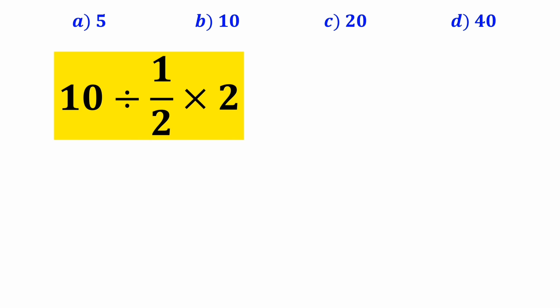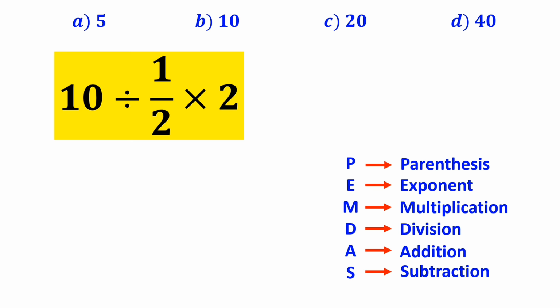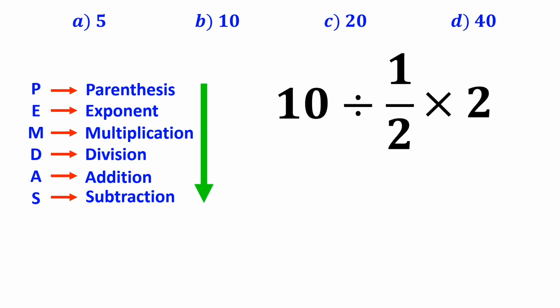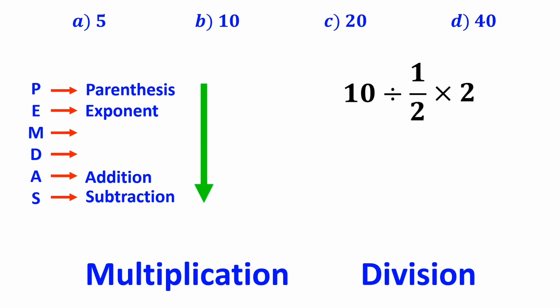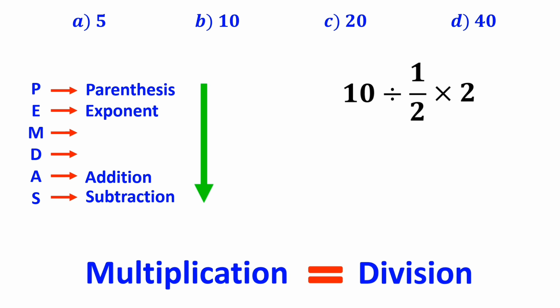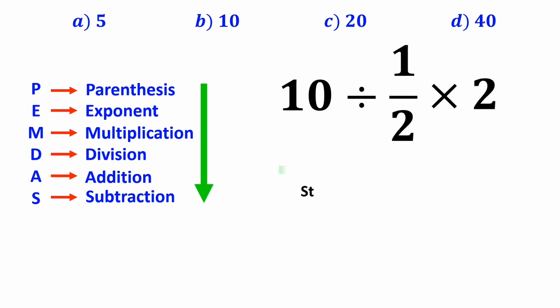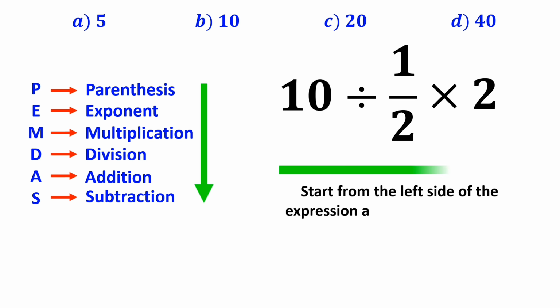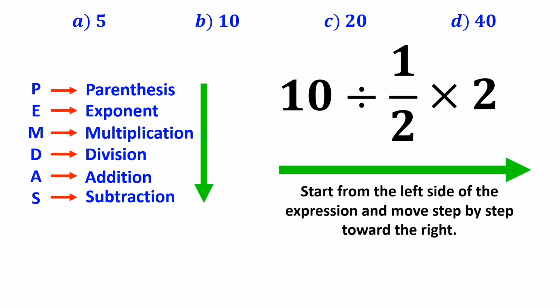To solve this question, we need to follow the PEMDAS rule exactly as I have shown on the screen. It means that we have to perform all the operations in order from top to bottom. As you can see in this expression, we have one division sign followed by a multiplication sign. It's very important to note that multiplication and division are at the same level of precedence. In this case, the best thing to do is to start from the left side of the expression and move step by step toward the right.